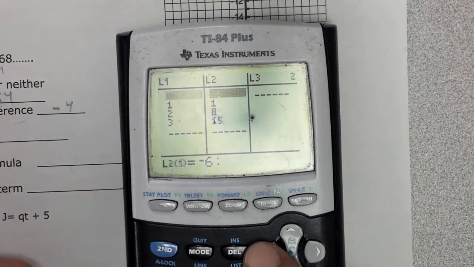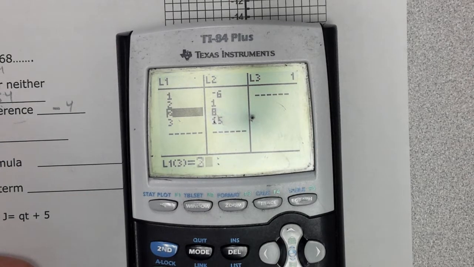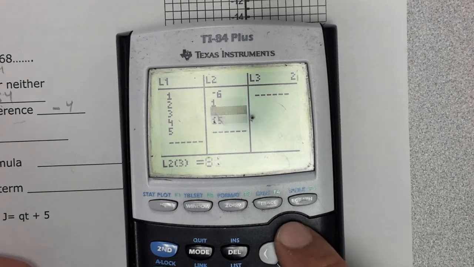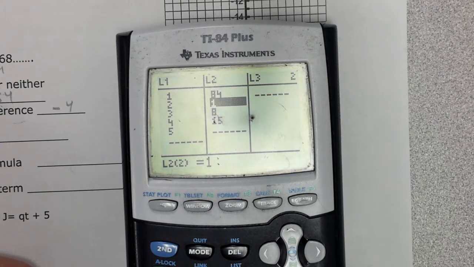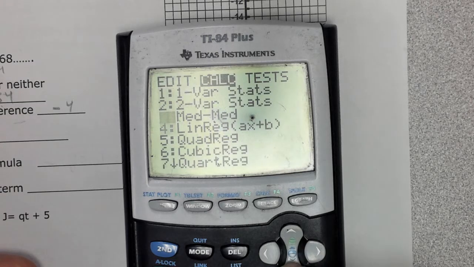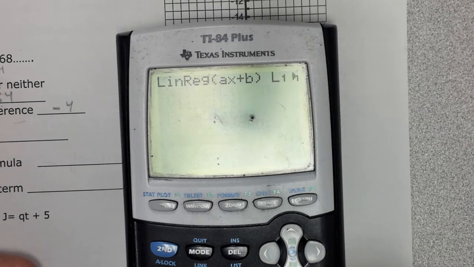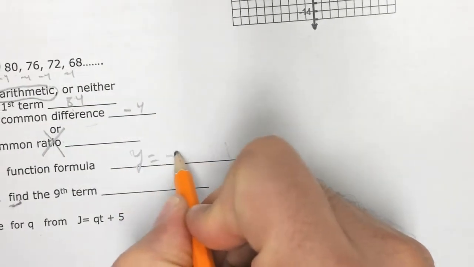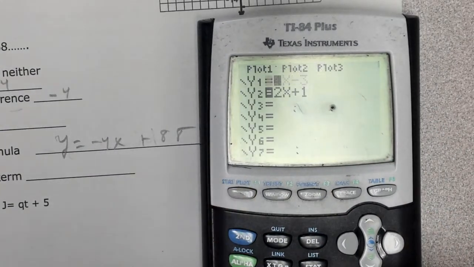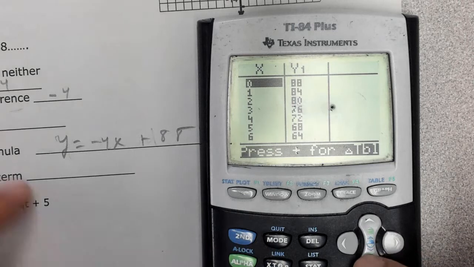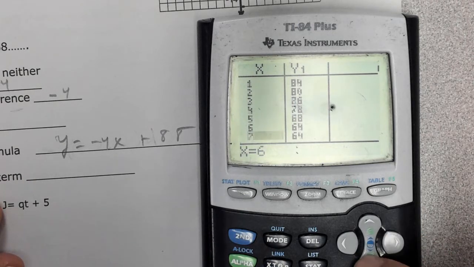Stat, enter. My first term, second term, third term, fourth term, fifth term. The first one was 84. Second one was 80. Next one was 76. Next one was 72. Last one was 68. Stat, to the right, 4. Enter, enter, enter, enter, enter. And there you go. Y equals negative 4x plus 88. Now, if I want to find the ninth term and I have the equation, I just type in negative 4x plus 88. All I have to do is go right here and find the ninth one. 52.